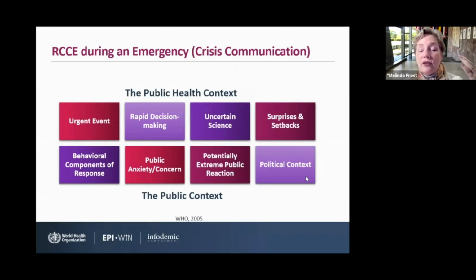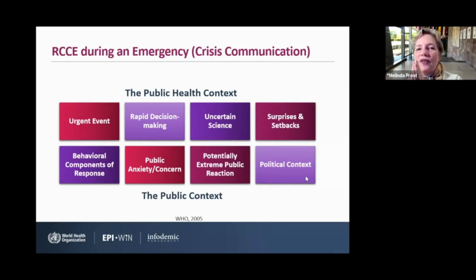So the event is urgent. So there's an urgent need for rapid information. That means there has to be rapid decision-making by the leaders to really understand what needs to be conveyed to the population. And why do we need that conveyed to the population so well?